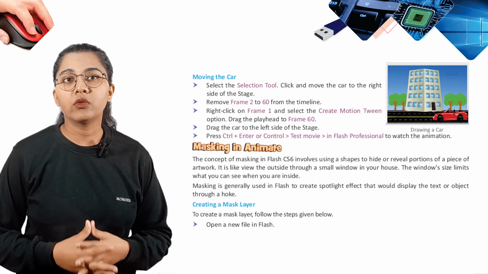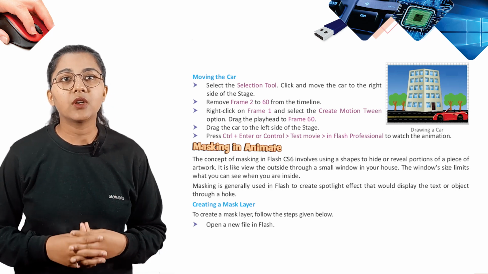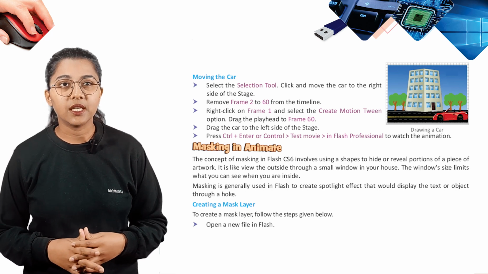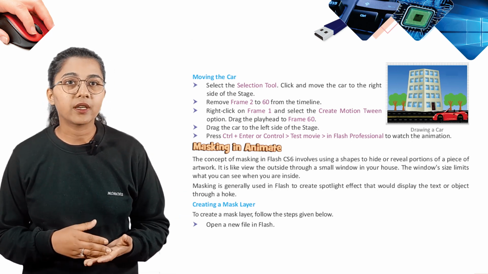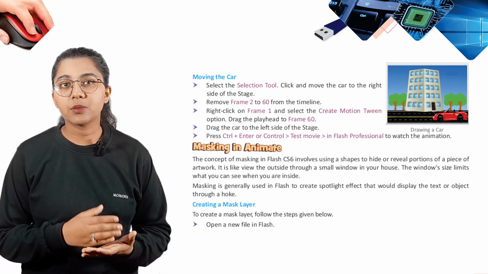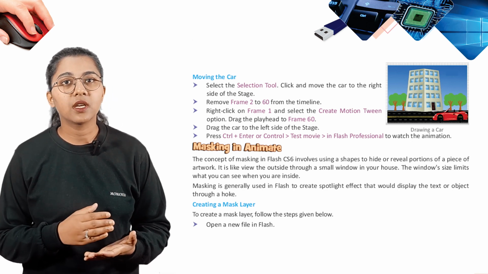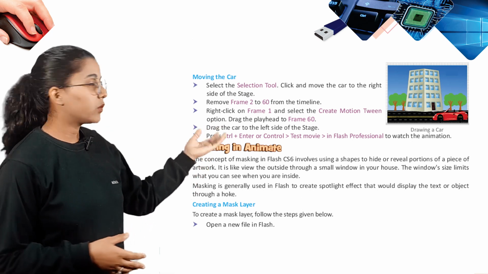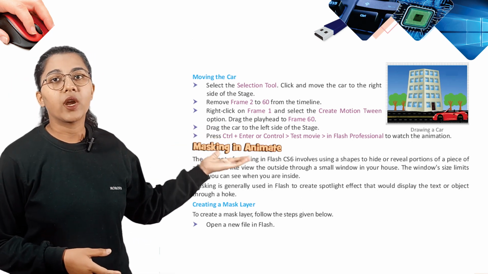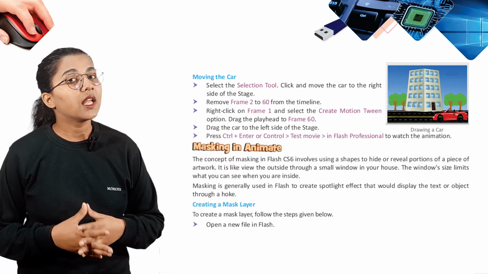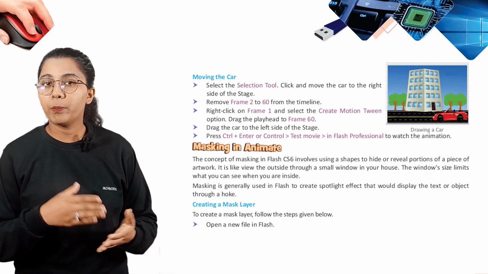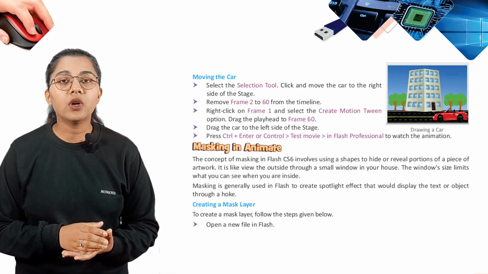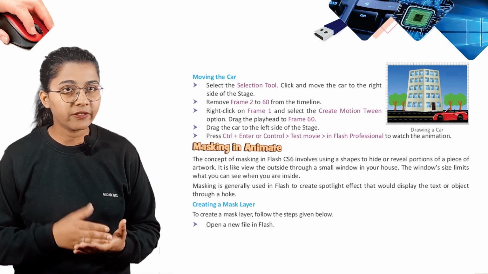Drag the playhead to frame 60. Drag the car to the left side of the stage. And now, lastly, press Ctrl+Enter or choose Test Movie in Flash Professional to watch the animation. And here you can see the interface of drawing a car. So students, this is how you can make your building, sky, tree, road and car. Now you know how you will make all these things in Flash.